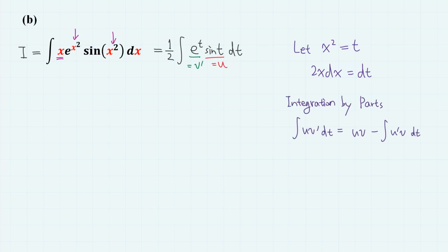Let's apply integration by parts with u equals sine t and v prime equals e to the power of t. Then u prime equals cosine t and v equals e to the power of t. So we have 1/2 times uv, so e to the power of t sine t minus integral of u prime v, which is e to the power of t times cosine t.